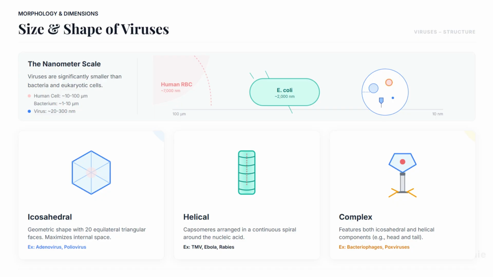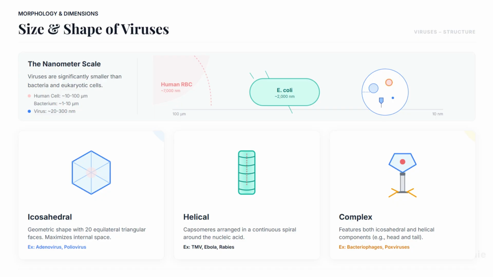First is the icosahedral shape, which is a geometric shape with 20 equilateral triangular faces. This design efficiently maximizes internal space for the genome. Examples include adenovirus and poliovirus. Second is the helical shape, where protein subunits called capsomeres are arranged in a continuous spiral or helix around the nucleic acid. Examples are tobacco mosaic virus, TMV, Ebola, and rabies.